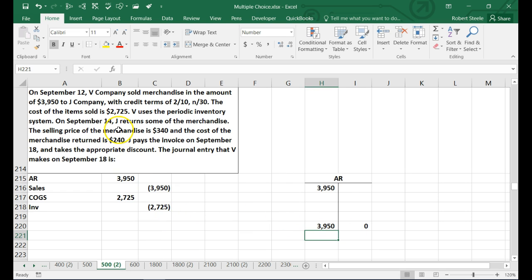And then we're saying that September 14th, J returned some of the merchandise. The selling price is $340. So the merchandise came back, returned it. Basically, we reverse this transaction for the most part, with a bit of one exception. So if we reverse this first half of it, we would have to debit sales, but we don't usually debit sales. We debit what we call sales returns and allowances. So that's like a contra sales account that we put in place just for this type of occasion because we don't like to reduce sales.